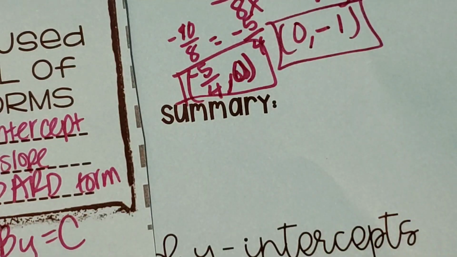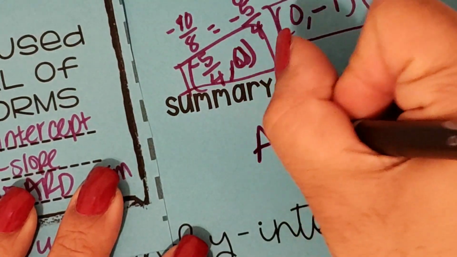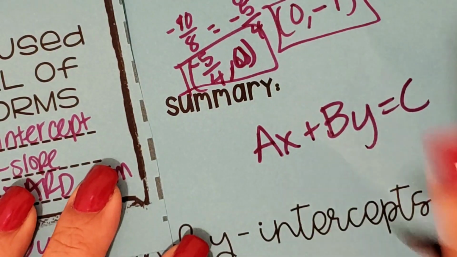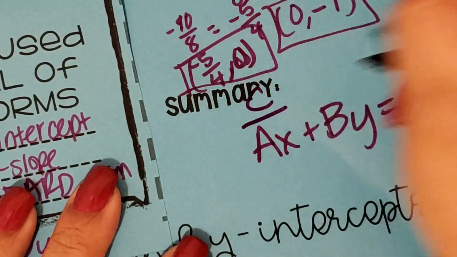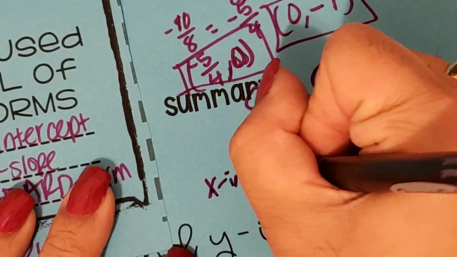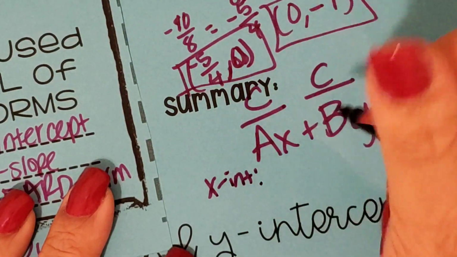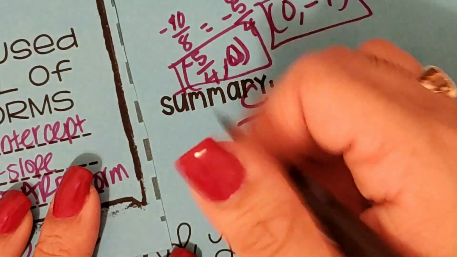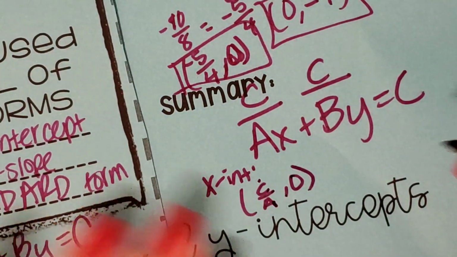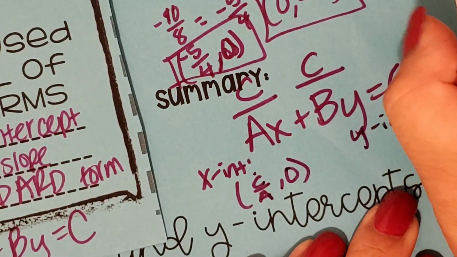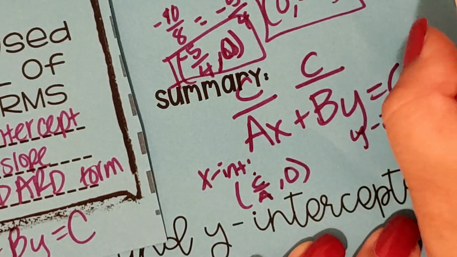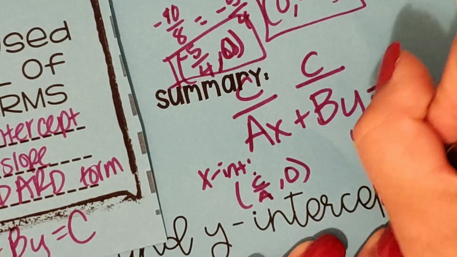In summary, all you're doing is that if you have ax plus by equals C, you're going to stack your C on top. And your x-intercept is going to be whatever C divided by A is, and then 0. And your y-intercept is going to be whatever your C divided by B is, with the 0 before.